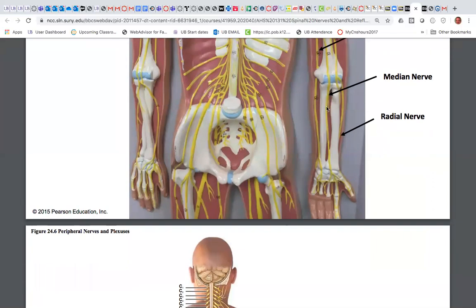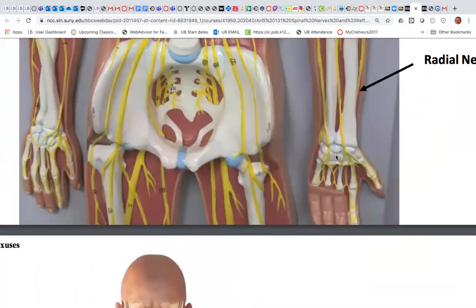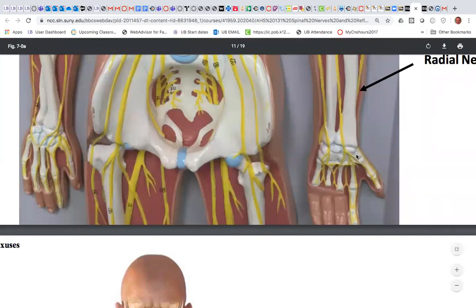That median nerve comes down right here. And if you remember, on the muscle exam, one of the questions was the flexor retinaculum or volar ligament or transverse carpal ligament. So that ligament goes across this way, attaching to the lateral 2 carpal bones to the medial 2 carpal bones.